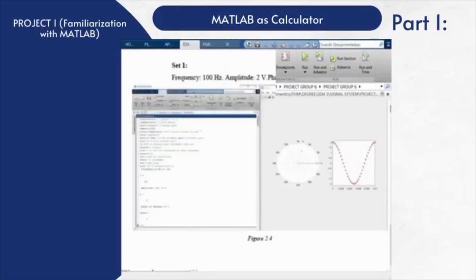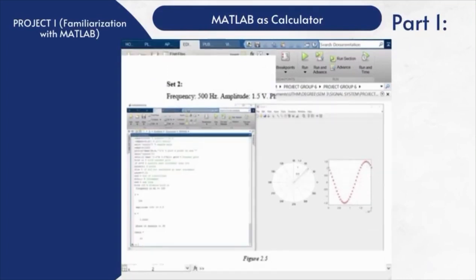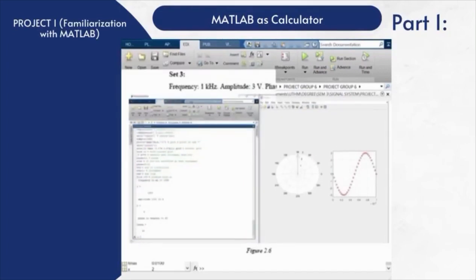Here are our sets for part 3. Set 1 is frequency 100 Hz, amplitude 2 volts, and phase 0 degrees. Set 2 is 500 Hz, amplitude 1.5 volts, and phase 45 degrees. Set 3 is frequency 1 kilohertz, amplitude 3 volts, and phase 90 degrees.